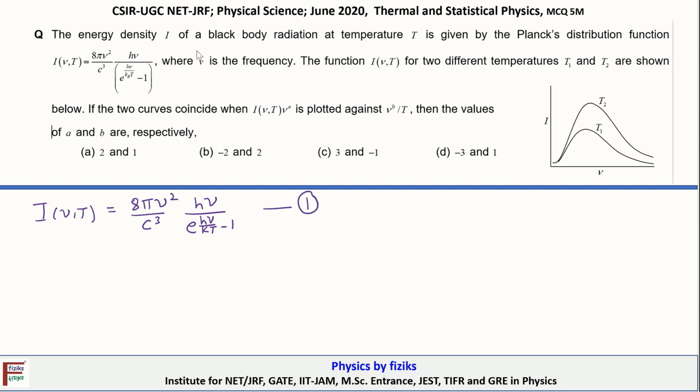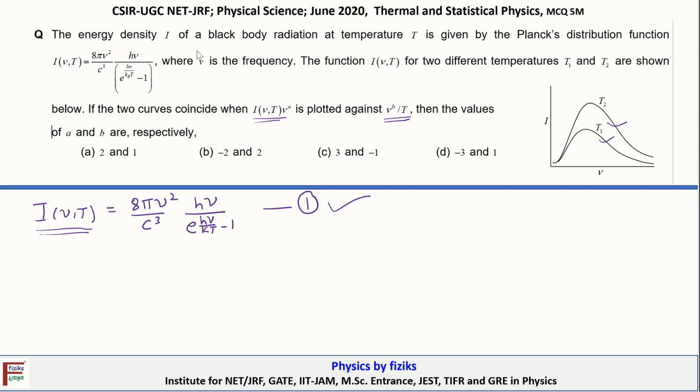For the given condition, the function I(ν,T) for two different temperatures T1 and T2 is shown here. When we plot this function, expression 1, for T1 and T2, we obtain these two different graphs. If the two curves coincide when plotting I(ν,T) multiplied by ν^a against ν^b divided by T, then the values of a and b are respectively what? So we use this as the y-axis and that as the x-axis.